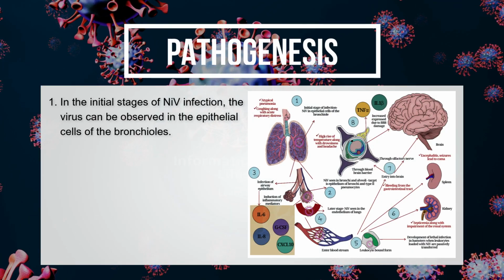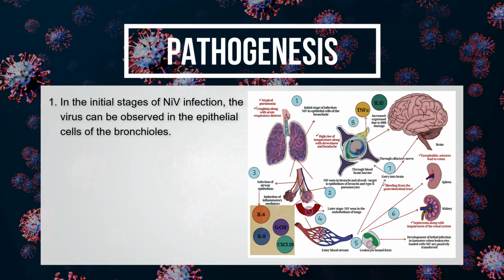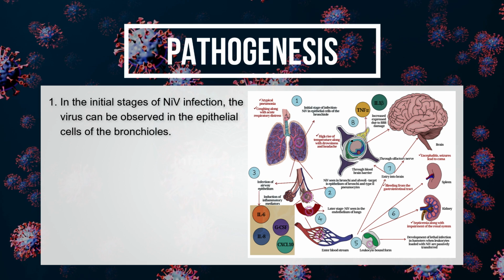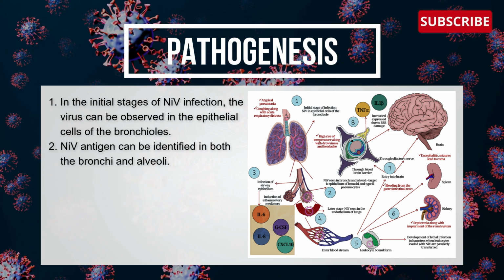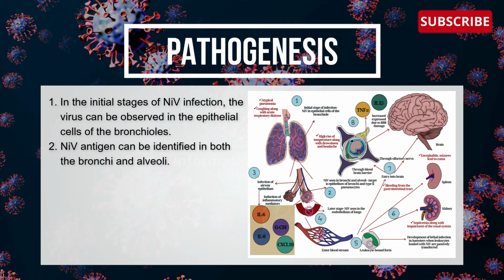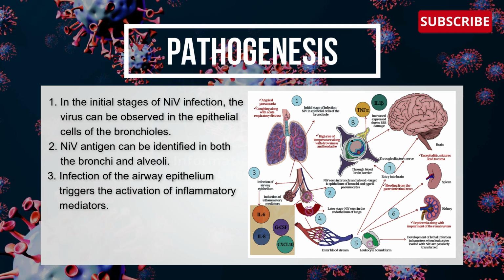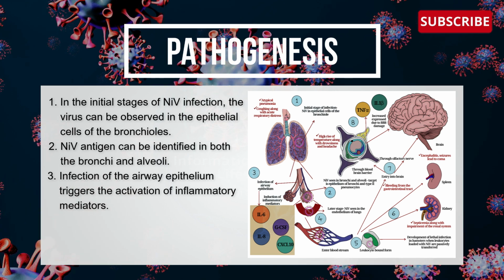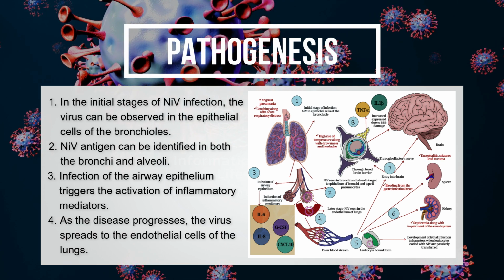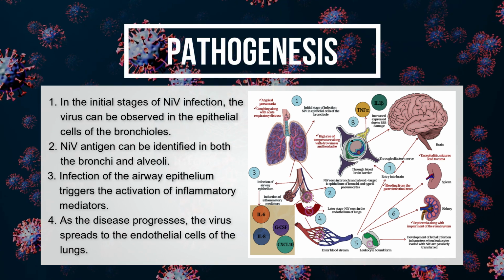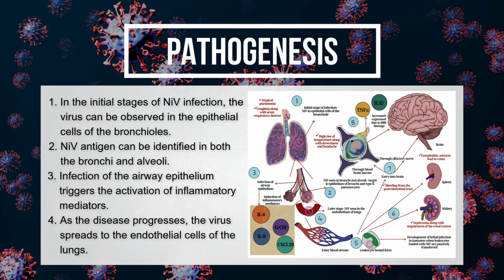Number 1. In the initial stages of Nipah infection, the virus can be observed in epithelial cells of the bronchioles. Number 2. Nipah virus antigen can be identified in both the bronchi and alveoli. Number 3. Infection of the airway epithelium triggers the activation of inflammatory mediators. Number 4. As the disease progresses, the virus spreads to the endothelial cells of the lungs.